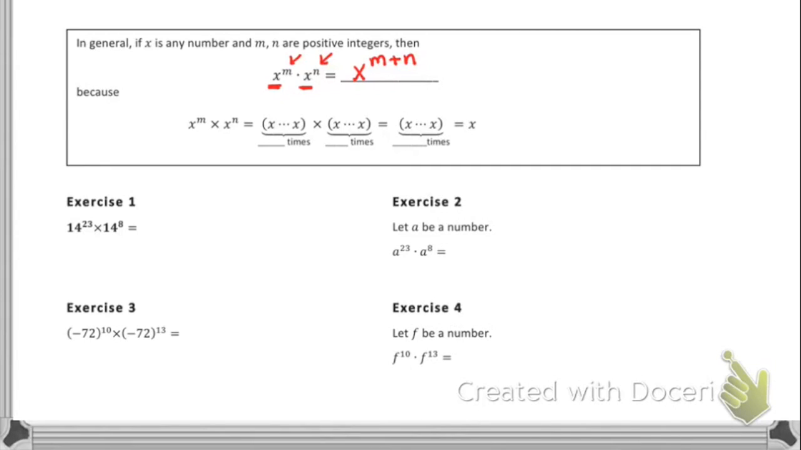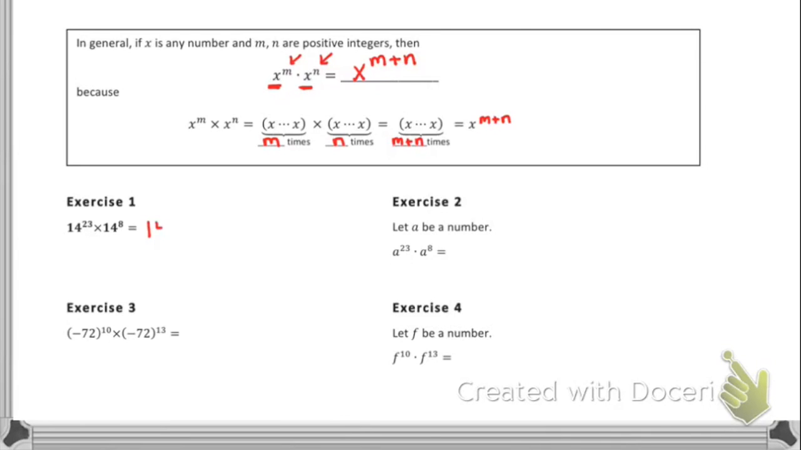x to the m is x times itself m times, and x to the n is x times itself n times, and so we put those together as m plus n, and so we would write that as whatever the sum of m and n would be. So when we're multiplying the same base raised to different powers, we just add the powers together. And so we look at exercise 1, 14 to the 23rd times 14 to the 8th.